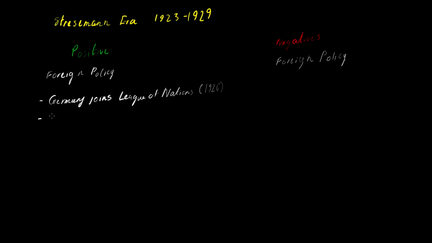Germany signs the Treaty of Locarno, so it doesn't want to adjust its western borders. It doesn't make any mention of its eastern borders, however, but this is signed in 1925, so it's happy with its western borders. It won't try and alter them in any way.